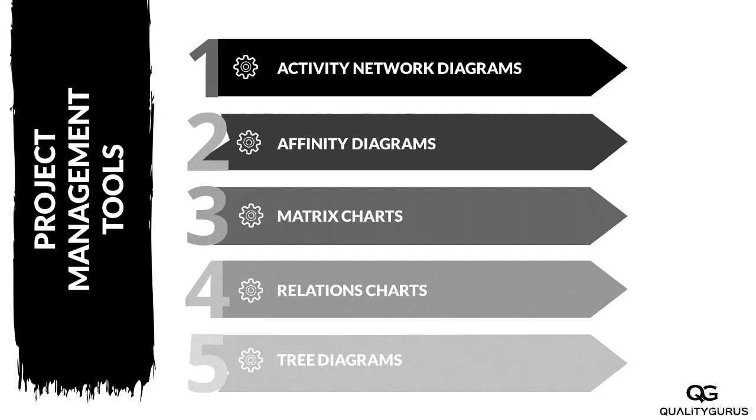So in this section, I will be introducing these 5 project management tools. At this level of yellow belt, you need to have an overall view of these basic tools, and the tools which we are covering here are activity network diagrams, affinity diagrams, matrix charts, relations charts, and tree diagrams. Let's go through each of these one by one, starting with activity network diagrams on the next slide.